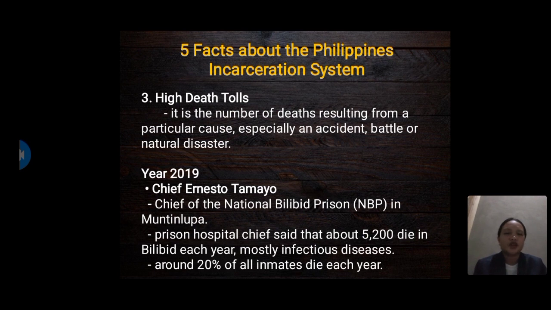5 facts about the Philippines incarceration system. So it is the number of deaths resulting from a particular cause, especially an accident, battle, or natural disaster inside the institutional correction. So the high death tolls. So in 2019, Chief Ernesto Tamayo, Chief of the Prison Hospital of the National Bilibid Prison or NBP in Muntinlupa, said that about 5,200 die in Bilibid each year, mostly from infectious diseases. So around 20% of all inmates die each year.